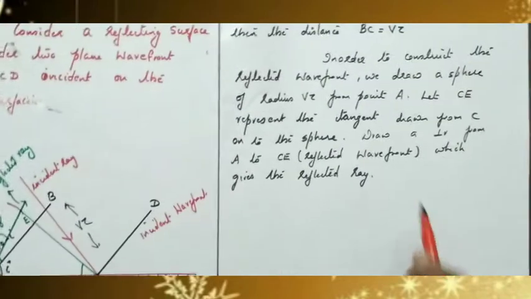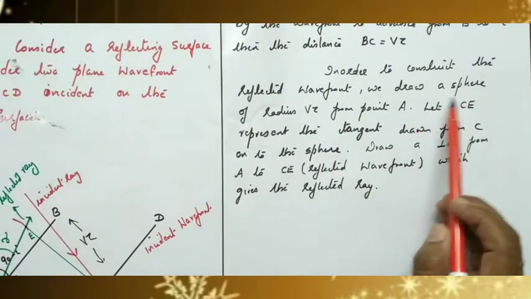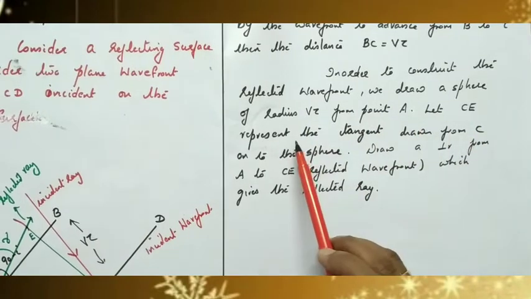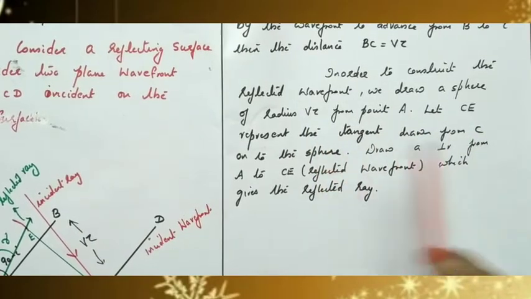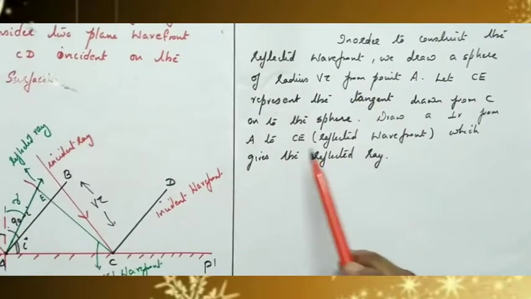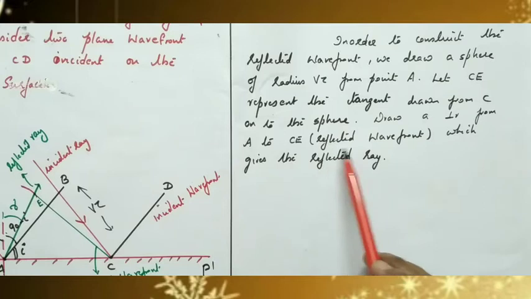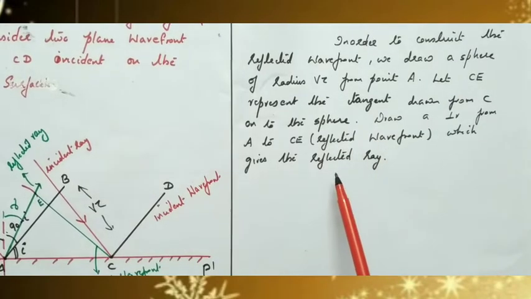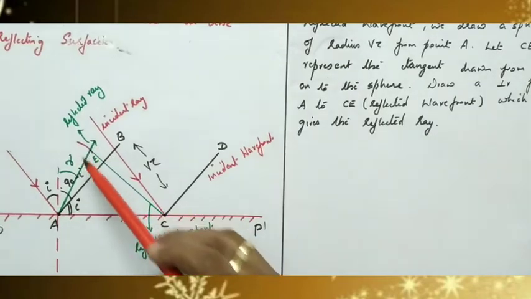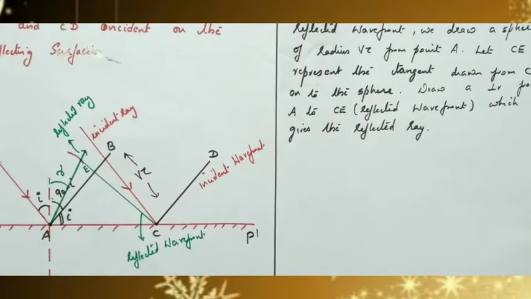So in order to construct the reflected wavefront, we draw a sphere of radius vτ from the point A. Let CE represent a tangent drawn from C onto the sphere. Draw a perpendicular from A to CE, where CE is the reflected wavefront, which gives the reflected ray.